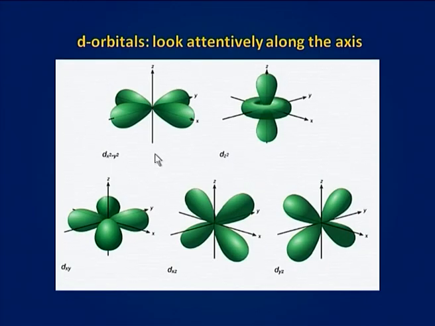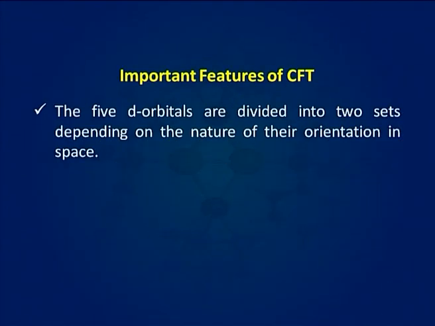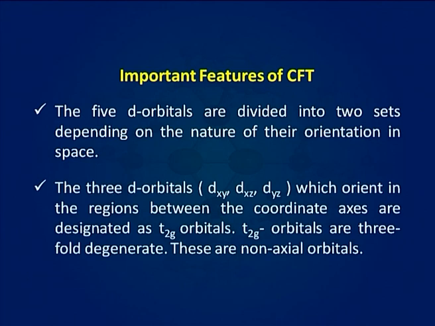You can see these 5 orbitals. It is dx square minus y square, dz square, dxy, dxz and dyz orbitals. The 5 d orbitals are divided into 2 sets depending on the nature of their orientation in space. The 3 d orbitals dxy, dyz and dxz, which orient in the regions between the coordinate axes, are designated as t2g orbitals.